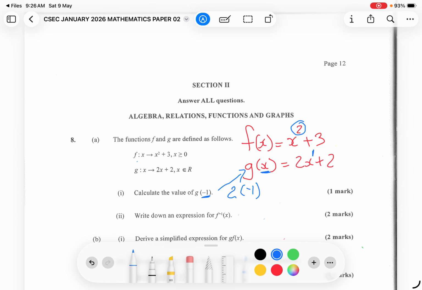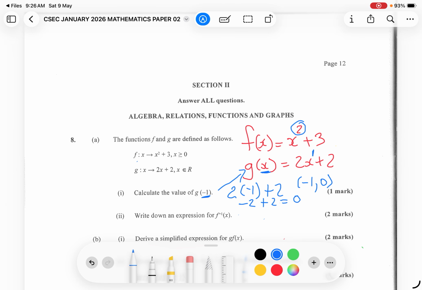into the g function, and the g function here was 2 times x plus 2. So I'm writing 2 times -1. Since x is -1, that gives me -2 plus 2. -2 plus 2 is 0. So the value of g of -1 is 0. What does that mean? It means that when x is -1, the corresponding y value would have been 0.